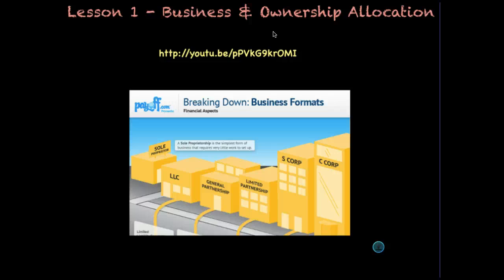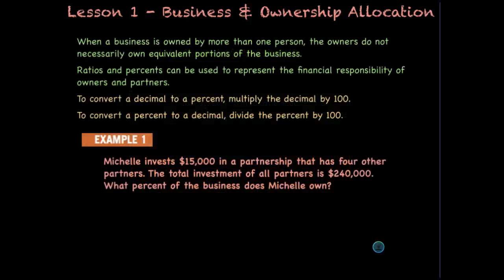Well, now you should understand some differences between corporations, partnerships, and sole proprietorships. Understand that there are some other forms as well, but they are similar and resemble the C corporation, the partnership, or the sole proprietorship. Now, let's go ahead and look at some math. Let's look into ownership percentages.